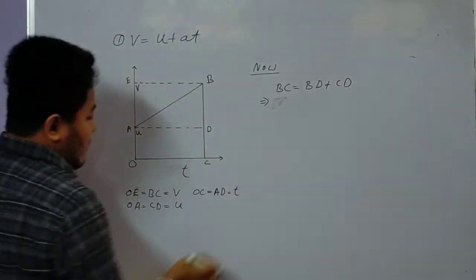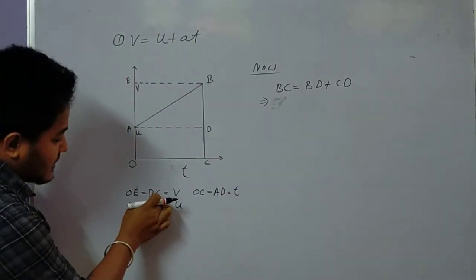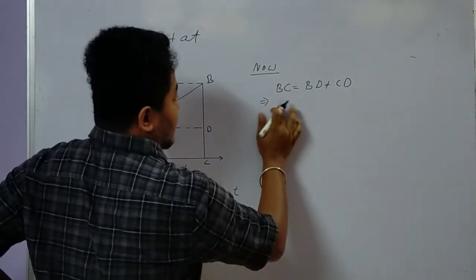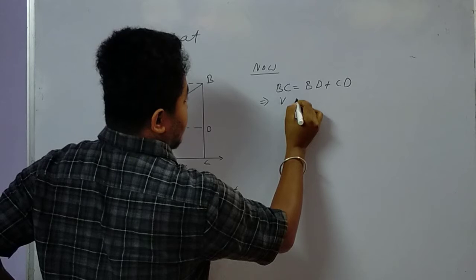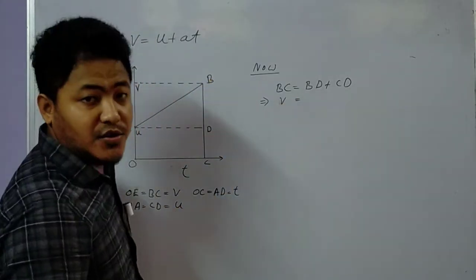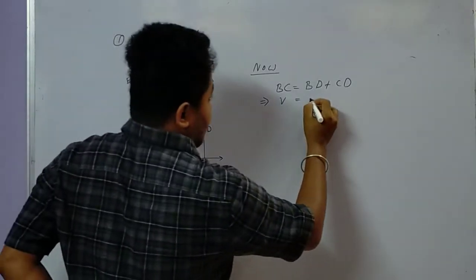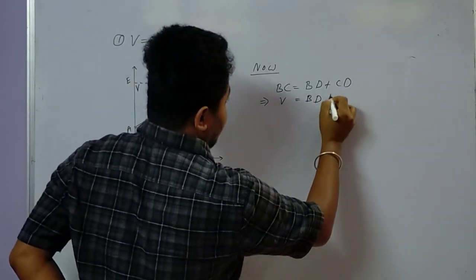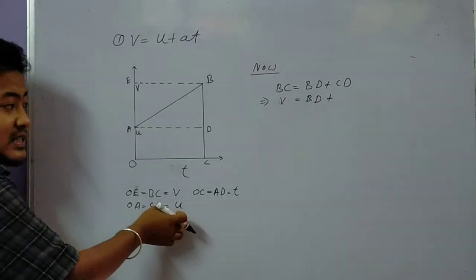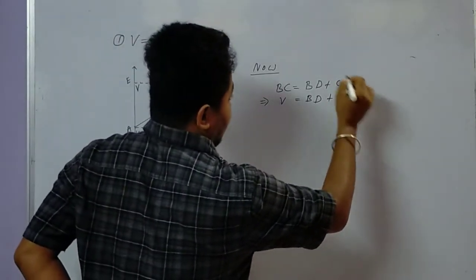Now, what was BC? Can you see here, this is BC. BC was your V, that is the final velocity. So I can put the value of V here instead of BC. This BD has no information, so I'm leaving BD here, plus CD. This CD was your U, that is your initial velocity.